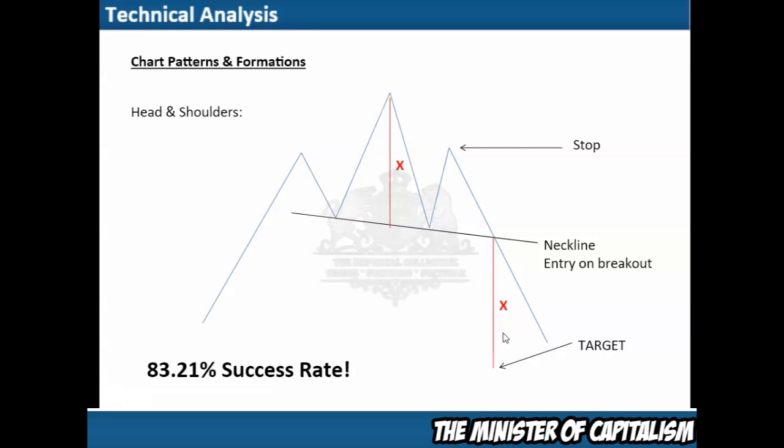And remember, I promised you that I was going to give you the exact percentage that we've run into whenever we've traded this pattern over the past 20 years. So in crunching the numbers, for us, we found that the Head and Shoulders pattern has an 83.21% success rate when we've traded it.